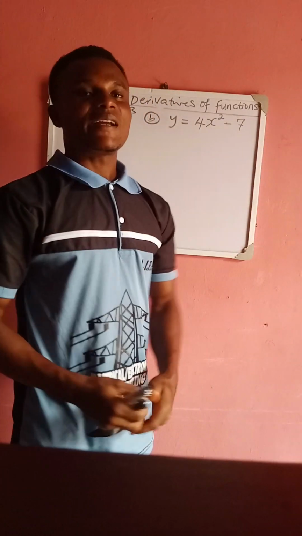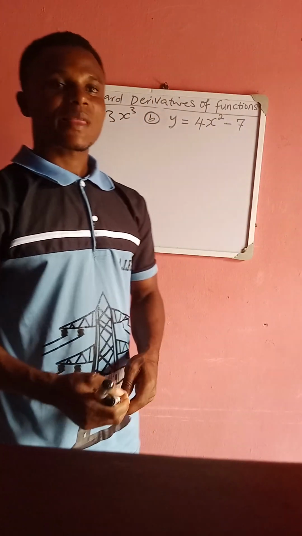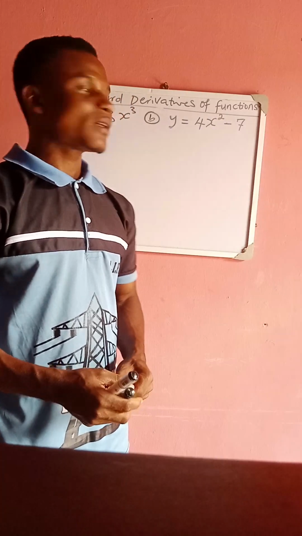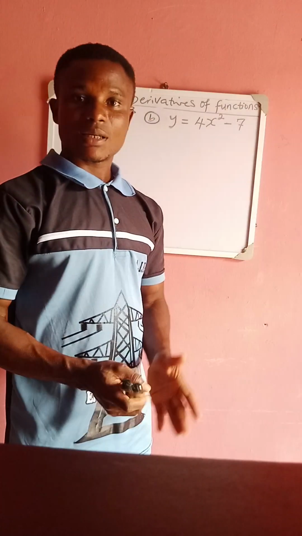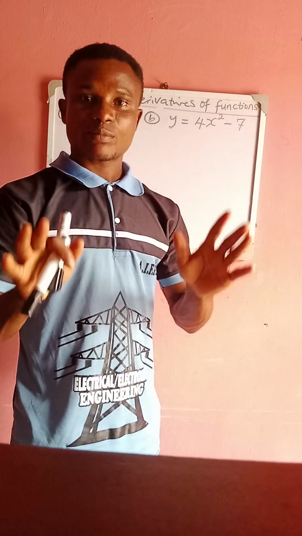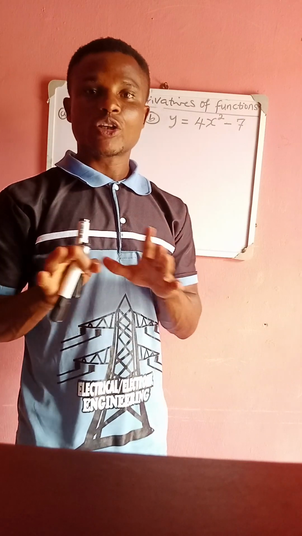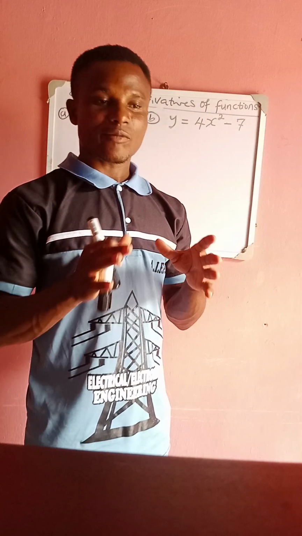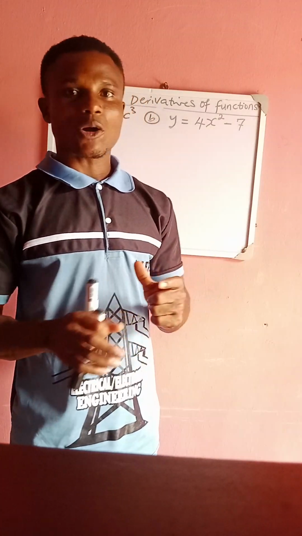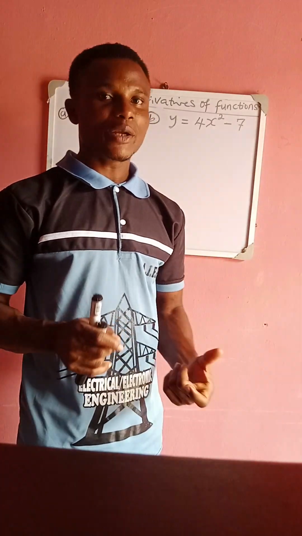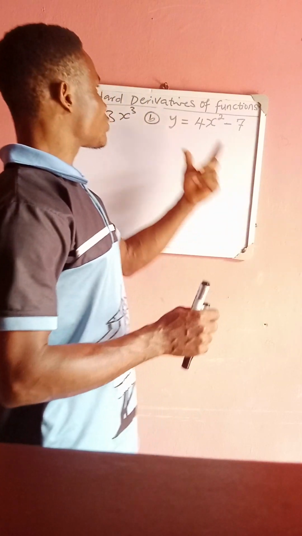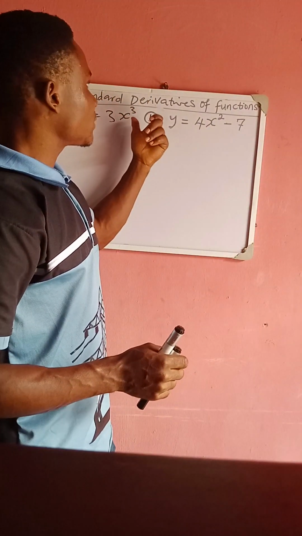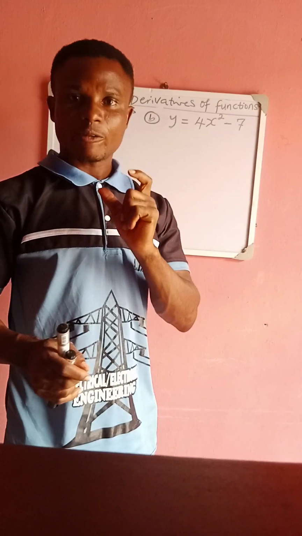We talk about differentiation by standard method. Last time we talked about differentiation using the first principle method, and we followed the rules that guide the first principle method for us to obtain our answer. Then we listed the rules and we followed them. Now today we want to talk about standard derivative of functions.